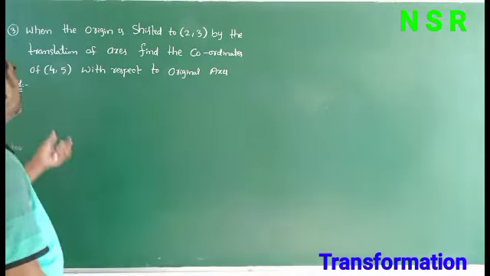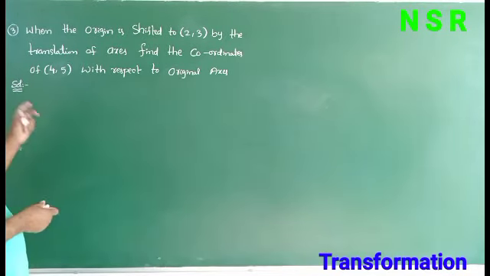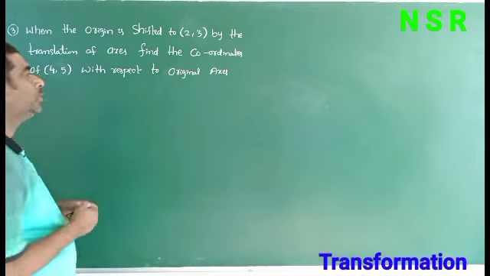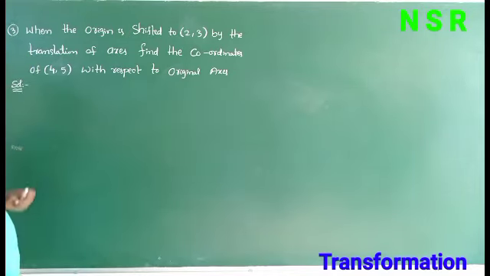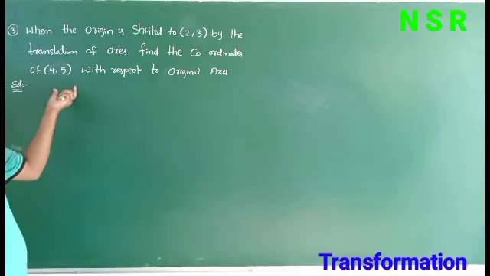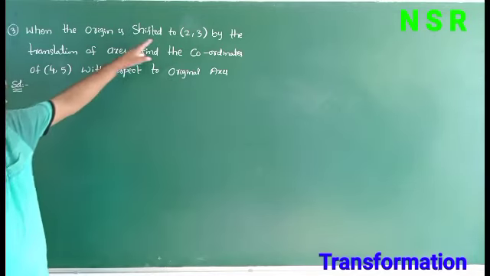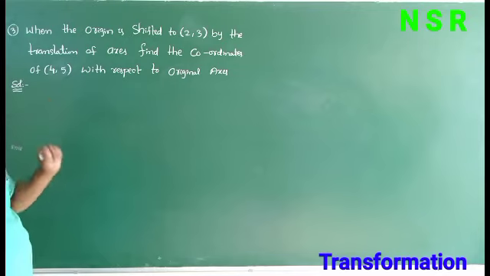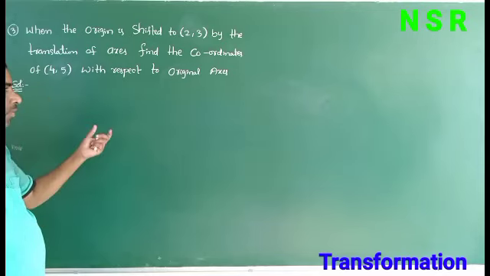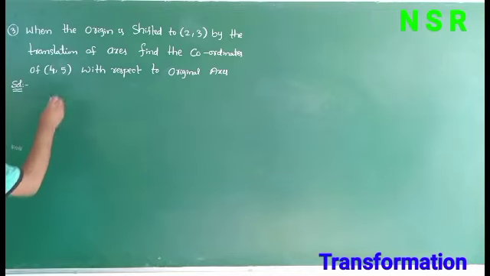So next, question number 3: when the origin is shifted to 2 comma 3 by translation of axis, find the coordinates of 4 comma 5 with respect to the original axis. Means here given coordinates are the new axis, that is x dash y dash. In the first and second questions, given origin shifted point and xy point, the position of a point with respect to the original axis. So here given origin shifted point and new axis coordinates, means this is h comma k and this one is x dash y dash. Now we have to find the xy values, right?